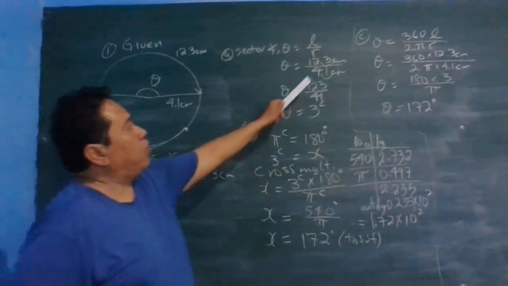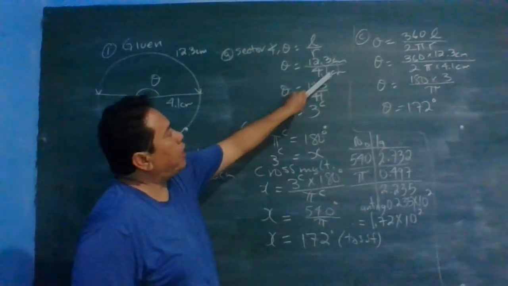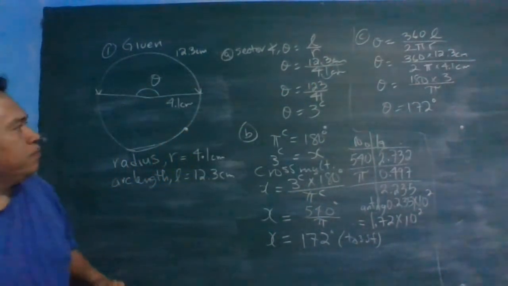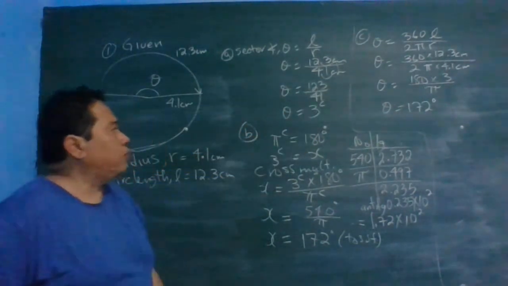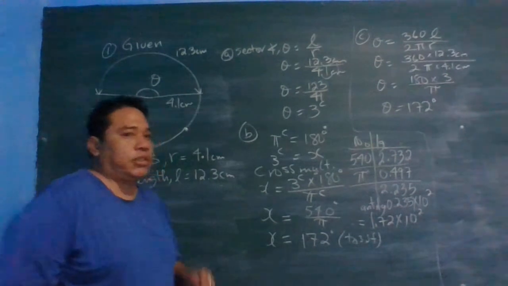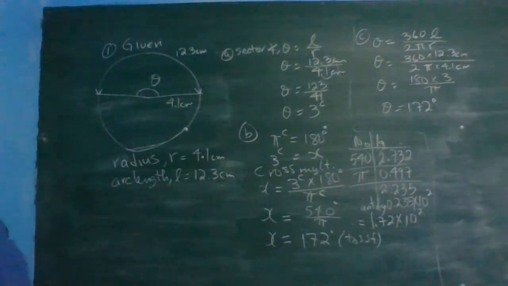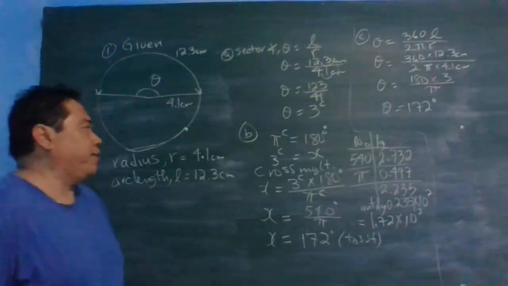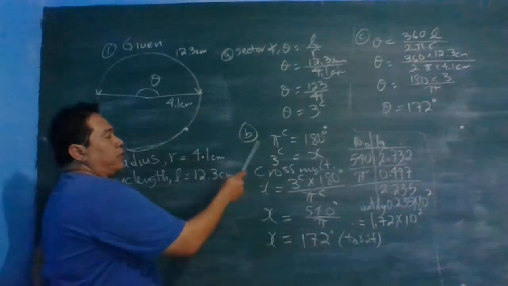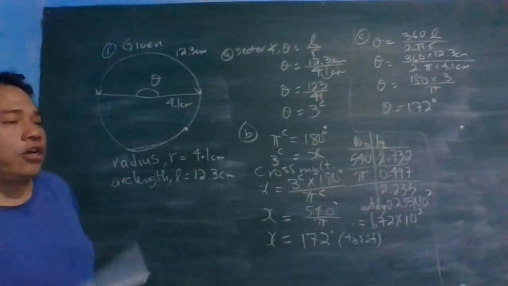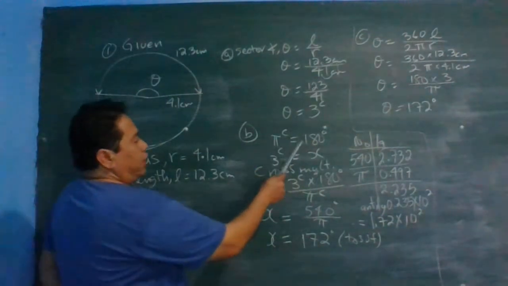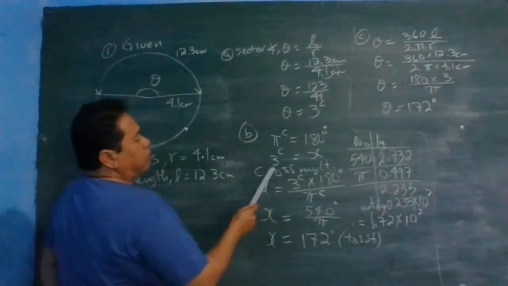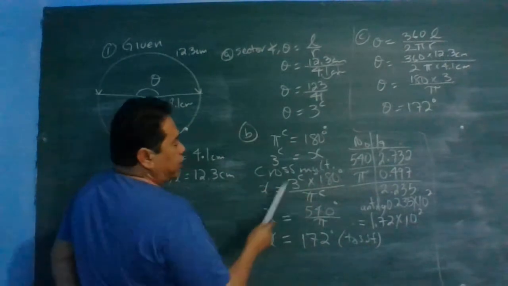So I move the decimal point back and I cancel the centimeters. So theta is equal to 123 over 41, which actually is 3, but since we're dealing with the radian formula, then theta is equal to 3 radians. Then for B, we want to check how much that is in degrees. So we say pi radians equals 180 degrees, so 3 radians equals x.